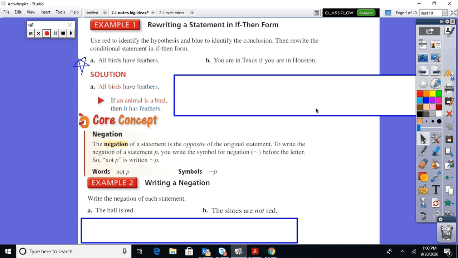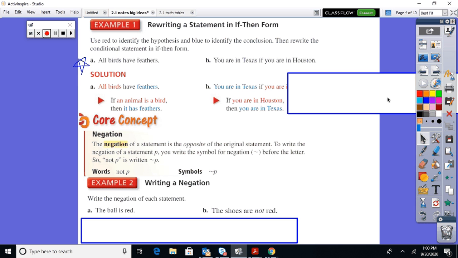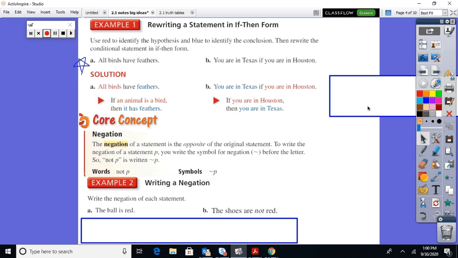Part B, you are in Texas if you are in Houston. So we can make logical sense of that. If you're in Houston, then you're in Texas. Right?